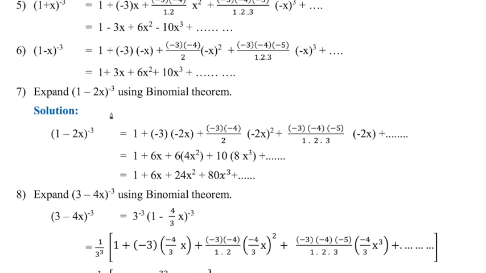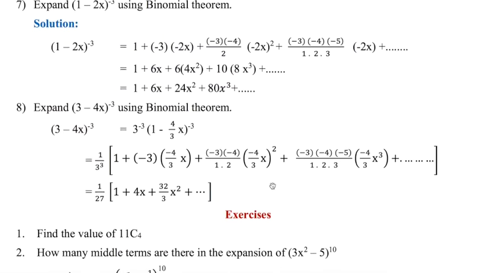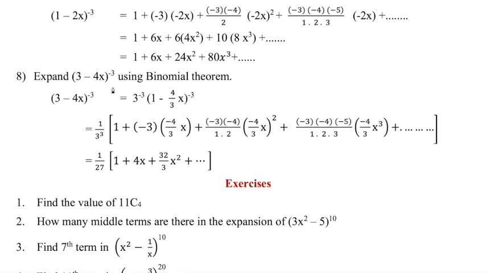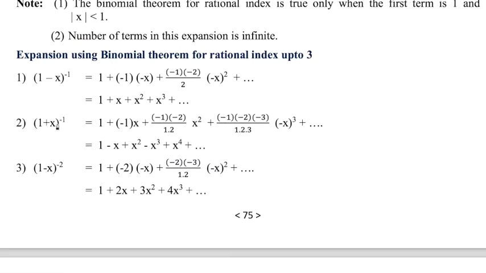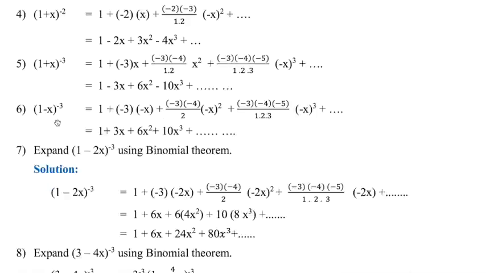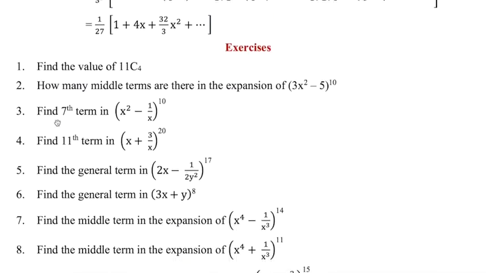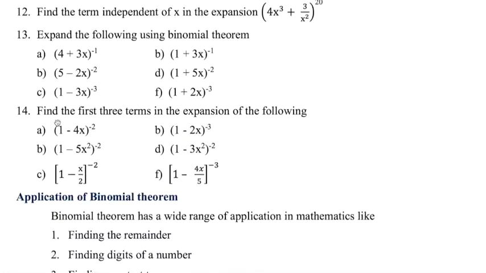Expand using the binomial theorem: use the formula and find the coefficient. That's it. This thing, using the binomial theorem, how to do it? Do only one thing: take 3 common, 3 power minus 3 common. This becomes 1 minus 4 by 3 into x whole power minus 3. So in place of x, what is there? Minus 4 by 3 into x. So substitute minus 4 by 3 into x in place of x in the binomial expansion of 1 plus x whole power n. In place of n, minus 3 is there.